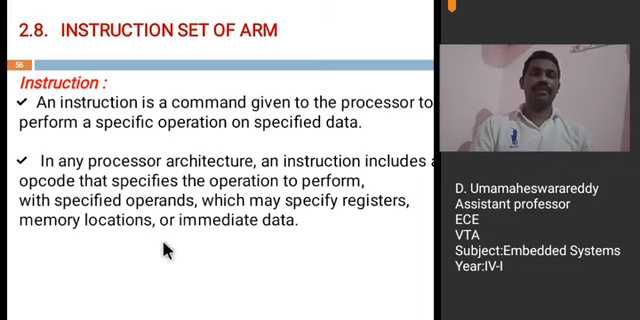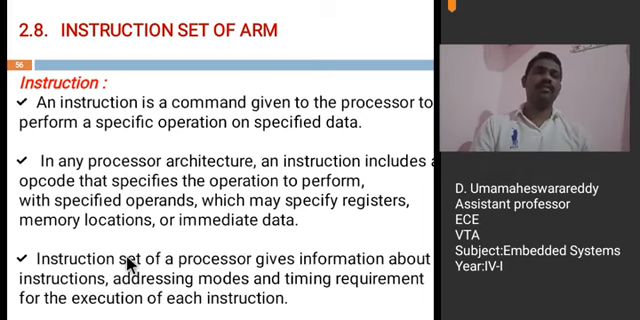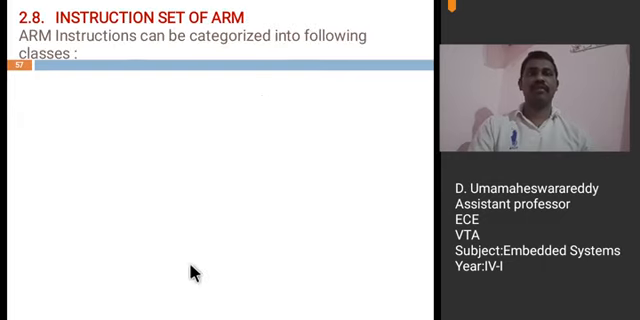And coming to instruction set, the instruction set of a processor gives the information about the instructions, addressing modes, and timing requirements for the execution of each instruction. Let us see the instruction set of ARM controller. See, the ARM instructions can be categorized into following classes.